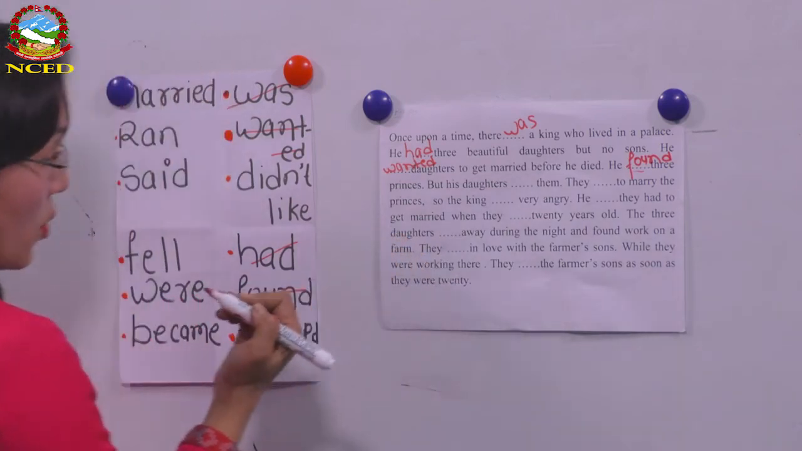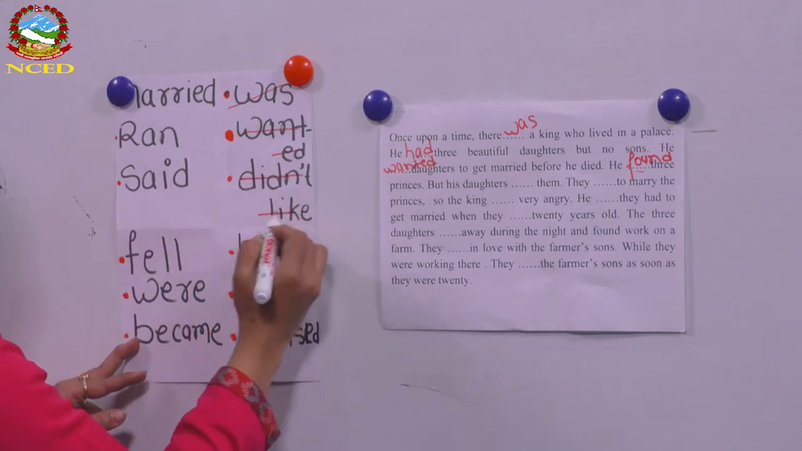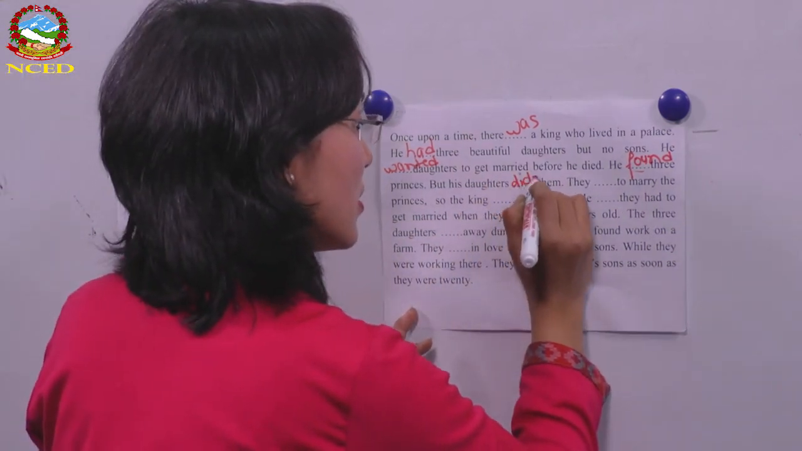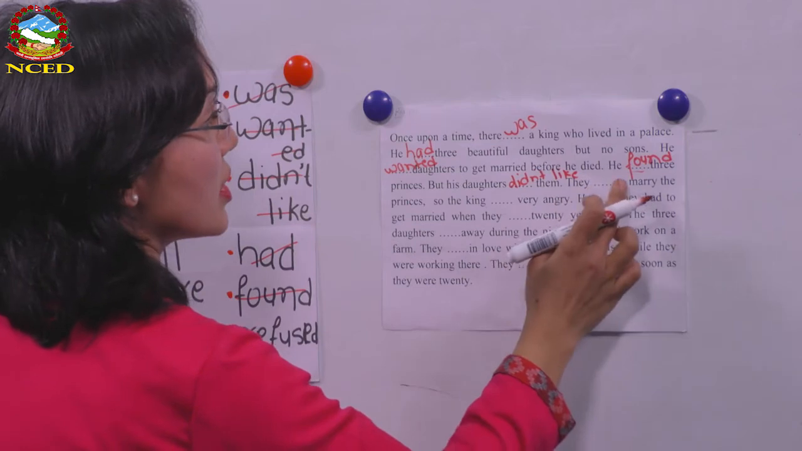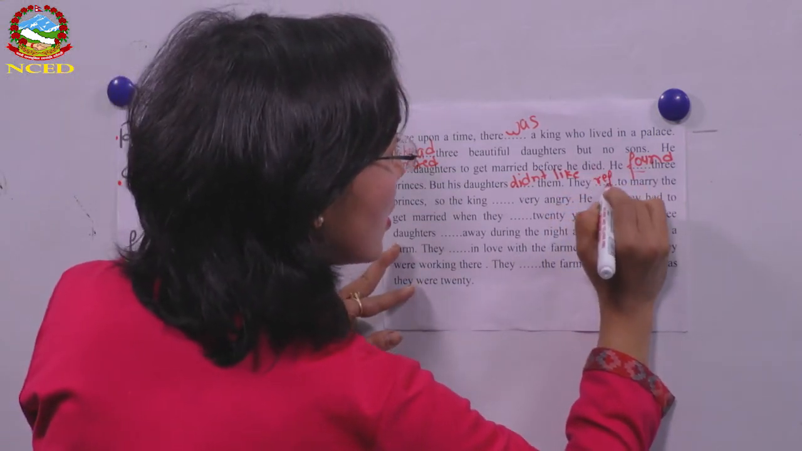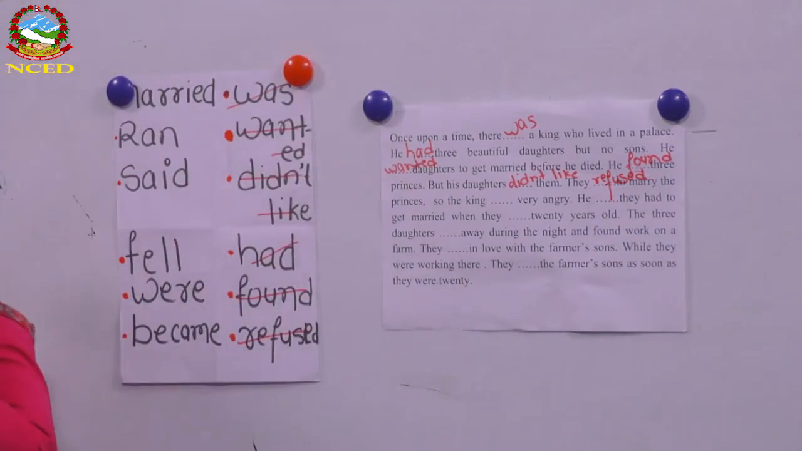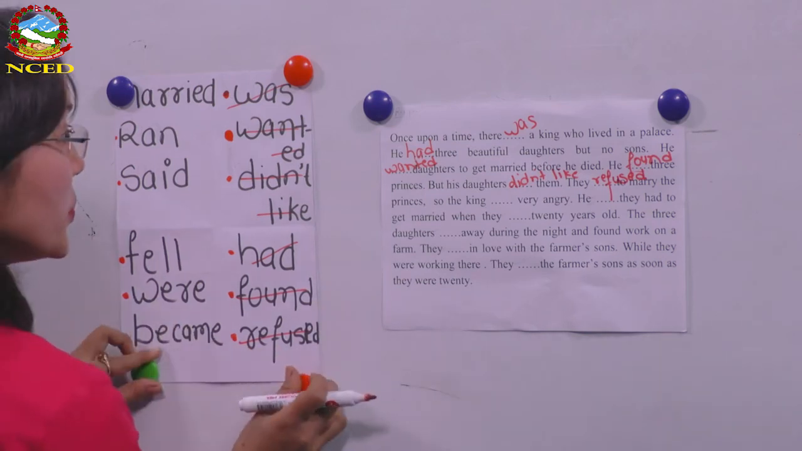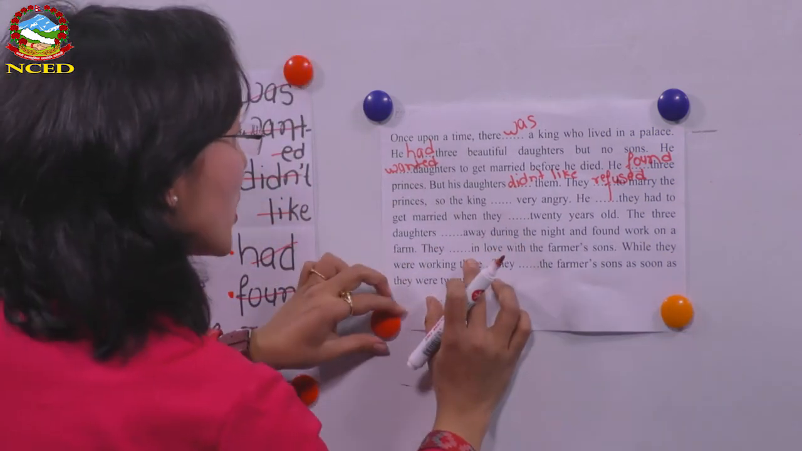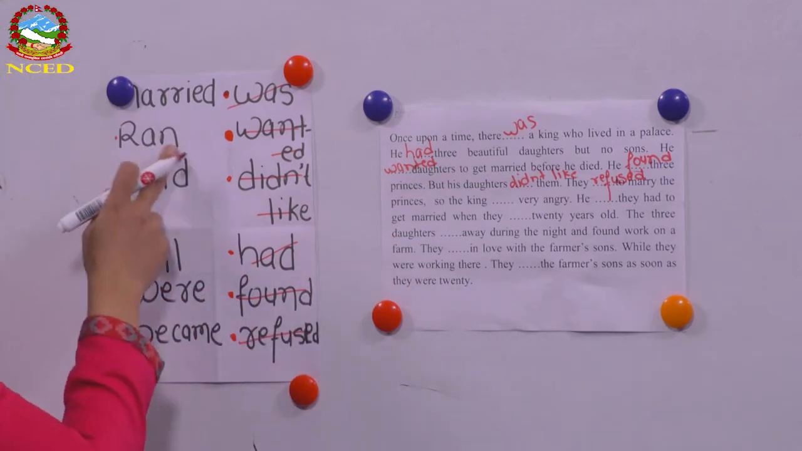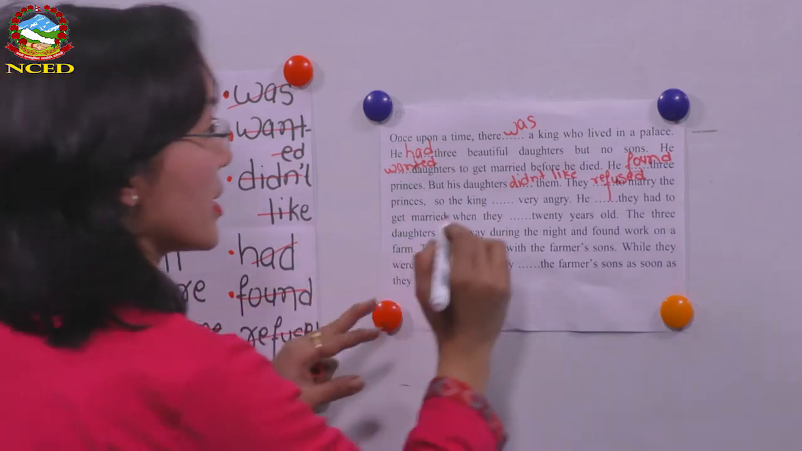But his daughters, what? His daughters didn't like them, so they refused. Didn't like means they refused. They refused to marry the princess. So the king, what did the king do then? What happened? So the king, which word? So the king became very angry.